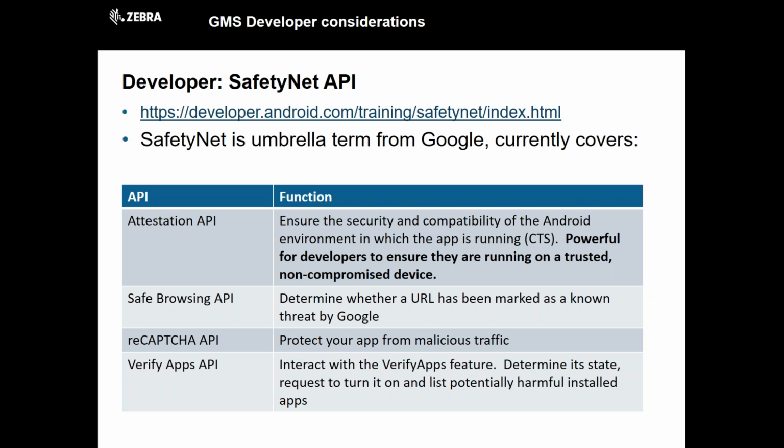At the moment, there are 4 APIs under there. At least when I put this slide together, there were. So attestation, I'll demonstrate that on the next slide. But Safe Browsing. Imagine you did have an application with an inbuilt web view. Using the Safe Browsing API, I'm able to prevent my users from going to a URL that Google deems unsafe.